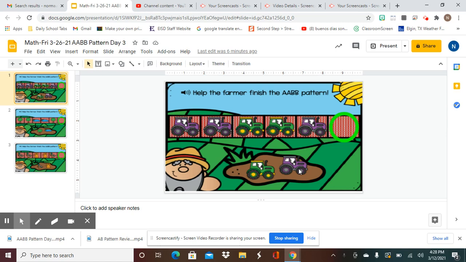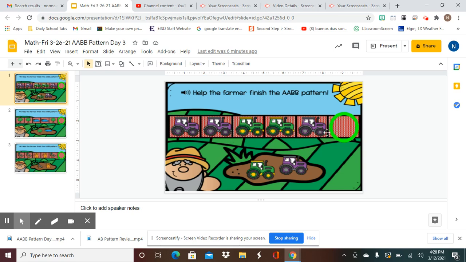So let's work on this one together. All right? So here's a rule. So it's a purple tractor, green tractor, purple tractor, and I don't know what goes next. It's either going to be a green tractor or a purple tractor. Remember, this is an AABB pattern. So that means that we need two purples, then two greens.